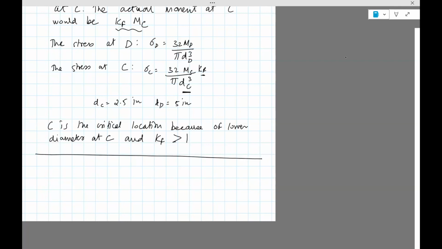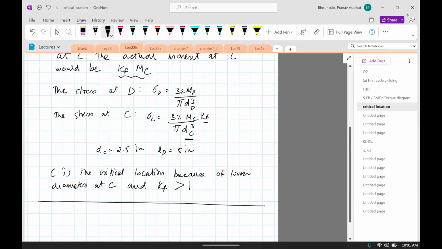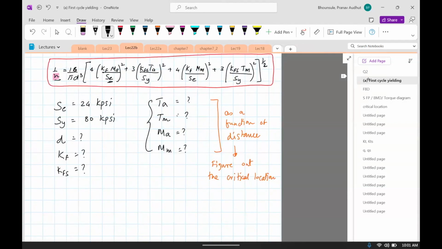Now, since we got the critical point, we need to go back and see what was needed. We said we need all these things, right? TA, TM, MA, MM, T, KF, KFS. I think we have answers to some of them. We know D is 2.5 inches because it's C. Let's compute TA, TM, MA, MM.